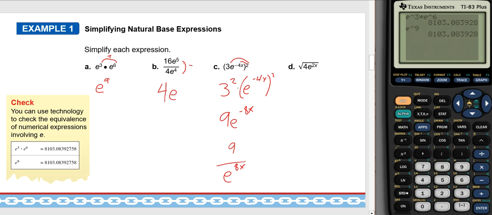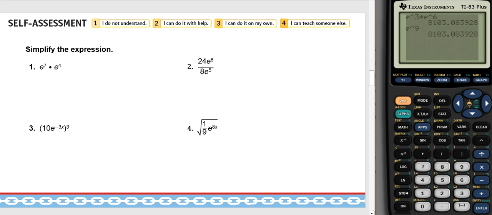And then for example D, this is a square root, right? So this is a little 2 right here. You are going to square root everything under the radical. So the square root of 4 is 2. And then for square rooting e to the 2x, you're going to divide the exponent by 2. So that just becomes e to the x power. So that is using exponent properties with our natural base.